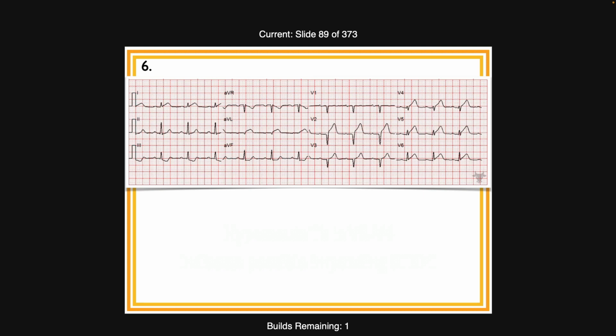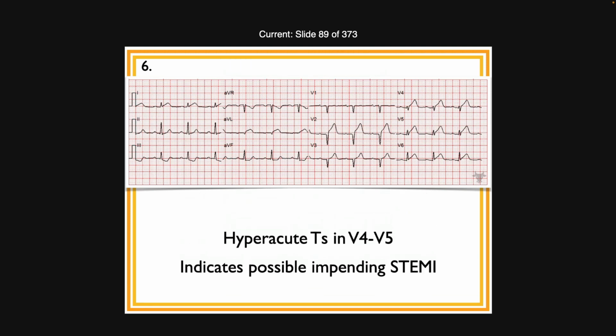This probably is not quite STEMI criteria. It certainly is. I agreed with you that there are hyperacutes in V4 and V5 and pending STEMI, but I think there's actually, where is there actually an acute STEMI right now? Cody? Yeah, I think I would have no trouble calling this. Not inferior, that's where the reciprocal changes are. Oh, lateral.